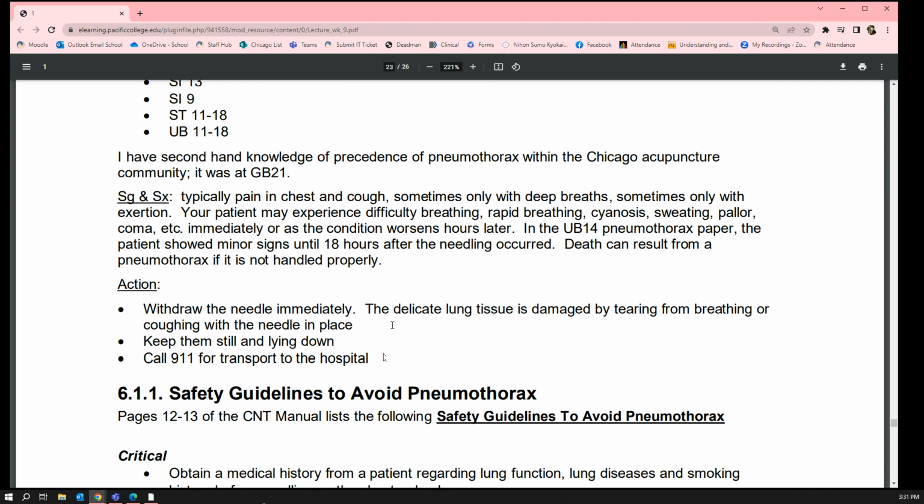So withdraw the needle immediately, keep the person still and lying down, and as fast as you can, call 911 and get them to the hospital.